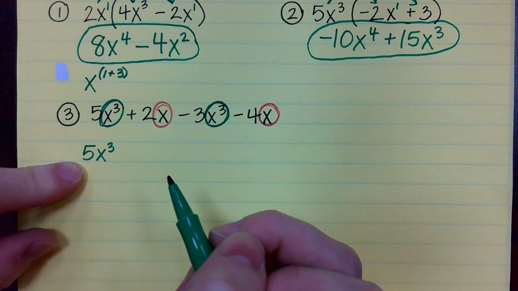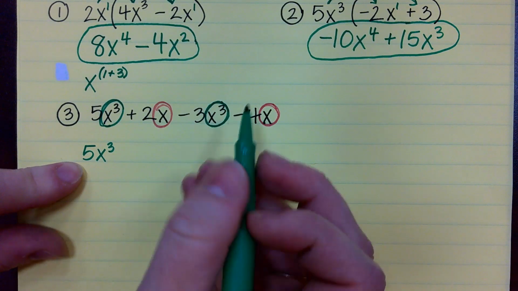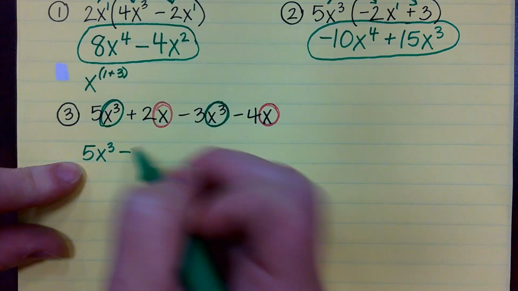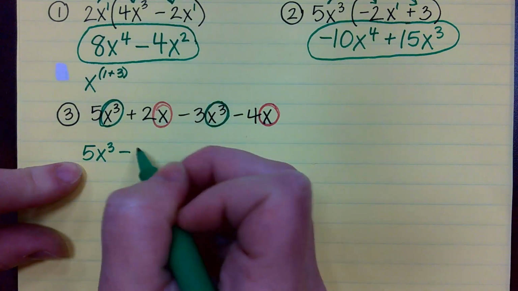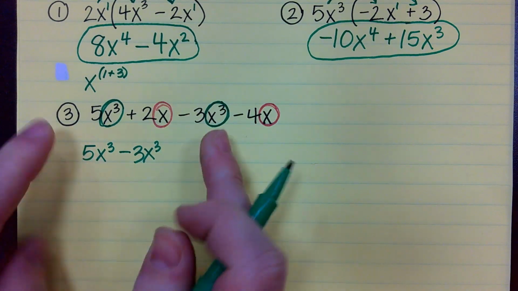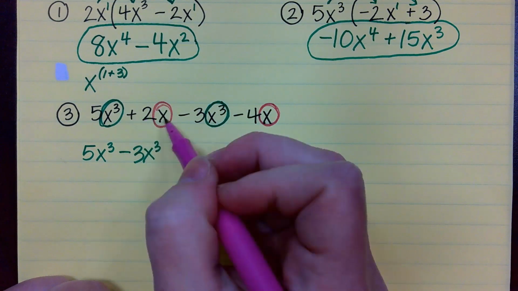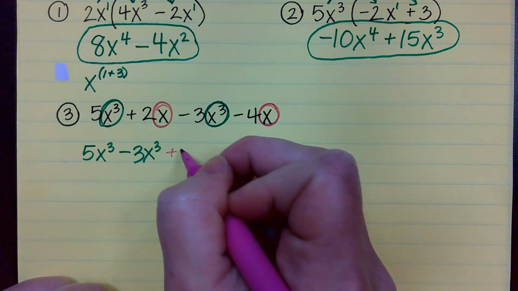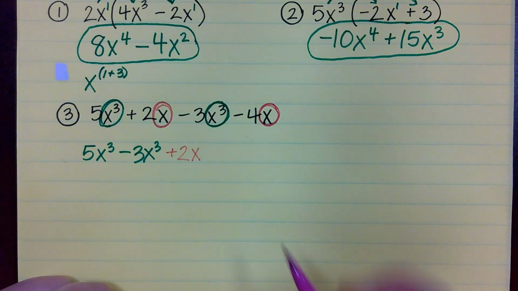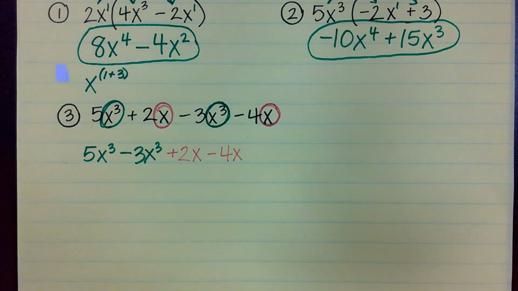And what else should I bring down? Just 3x to the 3rd power? Yeah, there's a minus sign there. We want to bring down the signs too. Minus 3x to the 3rd power. So we've got that. And what else should I bring down next? Yeah, perfect. Plus 2x and minus 4x. There we go. Now, what do I do here?